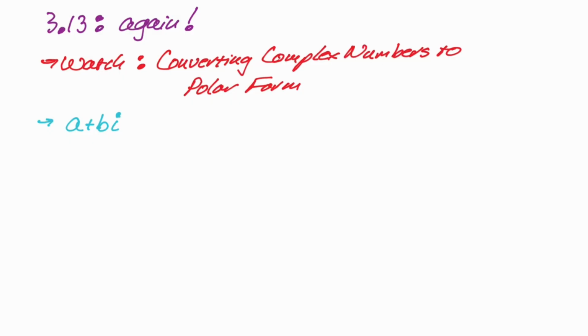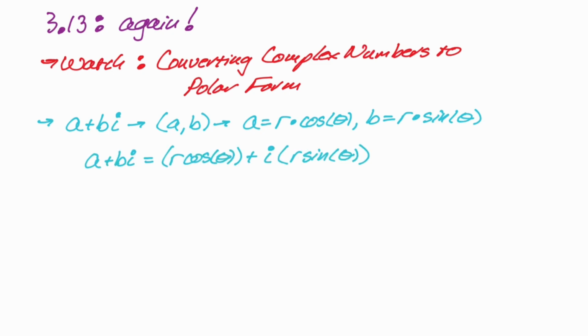To convert a complex number into polar form, what we do is we think of a plus bi as just the ordered pair (a, b). We think of that as a rectangular point, and now this is exactly the same problem as what we were just doing. A would be r cosine theta, b would be r sine theta, and then you could rewrite your complex number as r cosine theta plus i times r sine theta. It's really common to factor the r out and to have r times the quantity cosine theta plus i sine theta. So you'll see that a lot. Let me do an example.